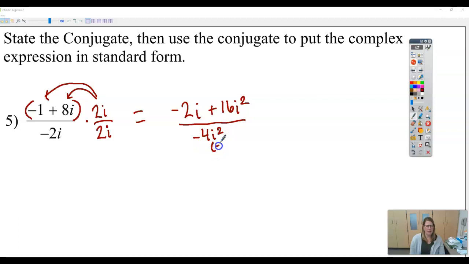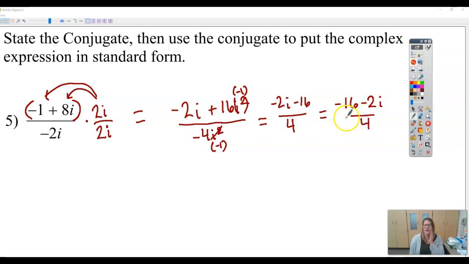Now remember, I can replace that i squared with a negative 1. Negative 4 times negative 1 is 4. Up here, this can also be replaced by negative 1, so this would be negative 2i minus 16. Really, I could write this as, I'm going to change the order a little bit, because if you're writing a complex number, the standard form is to have the real part first and the imaginary part second.